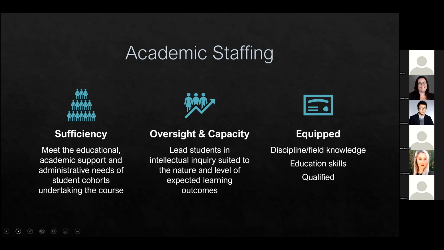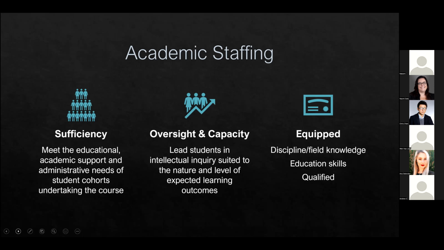Within oversight and capacity, this is about leading the students, that we've got the oversight and the capacity of the staff to lead students in intellectual inquiry, suited to the nature and level of the expected learning outcomes. And then the equipped is divided into three components. One is that the staff involved in the course and the teaching of the course have discipline or field knowledge. Second, that they have education skills. And third, that they're actually qualified within that discipline or field area.